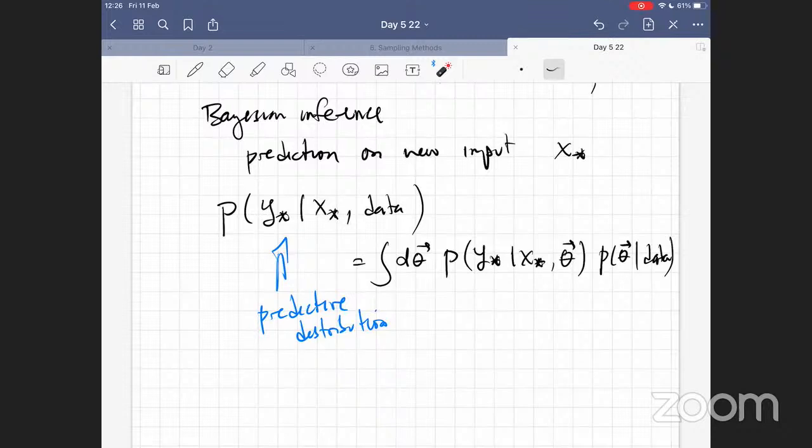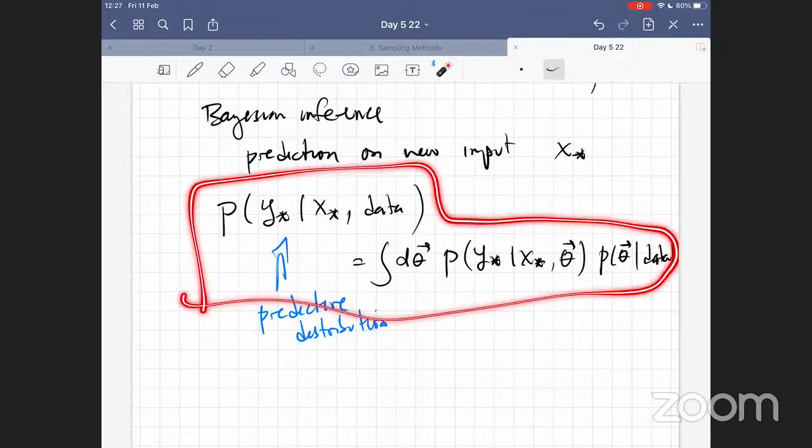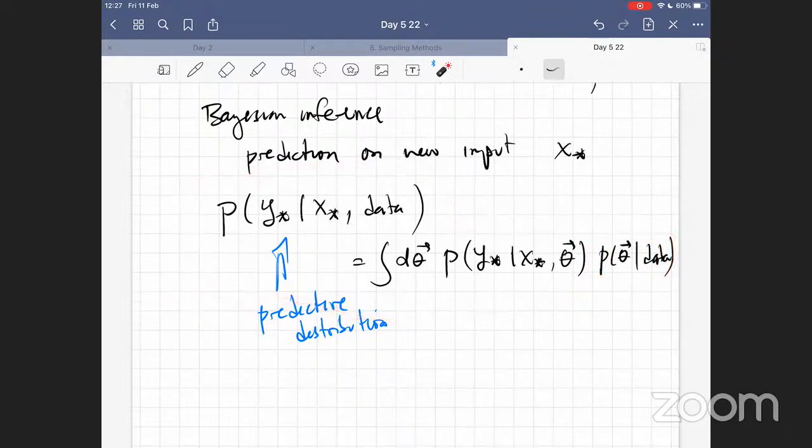Okay, I understand. My background is astrophysics and so on, so I was thinking of the other problem. Okay, I understand. Yes. Yeah, with respect to astrophysics in general, this is like going a step beyond and using your posterior in order to make a prediction on a new point. Yes.